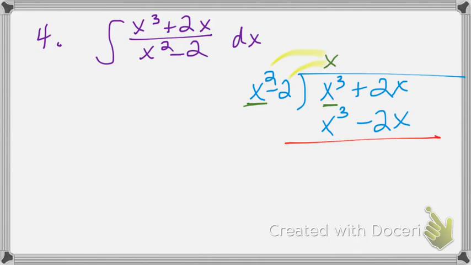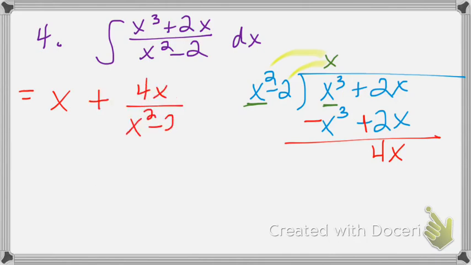Alright. And then you subtract. Because it's division, you subtract. So this is a minus. That's already a minus, so that's a plus. Alright, we get 0x to the third. And then we get 4x. Because 4x is a lesser degree than what we're dividing by, 4x is our remainder. So if I rewrite this problem, I get x, which is what's on the top, plus 4x over whatever I divided by.